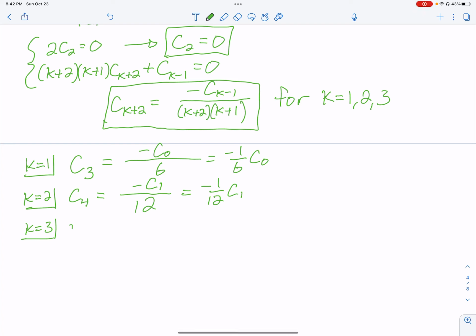For k equals 3, I get c_5 equals negative c_2 over... plugging in 3 up there, 3 plus 2 is 5, times 4 is 20. So this equals negative 1/20 c_2. But remember, c_2 is equal to 0, way above up there. So this is equal to 0. Things are going to start repeating themselves.